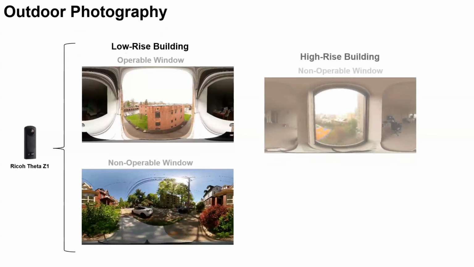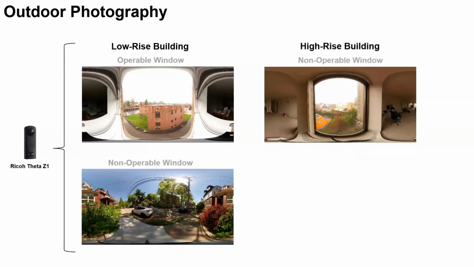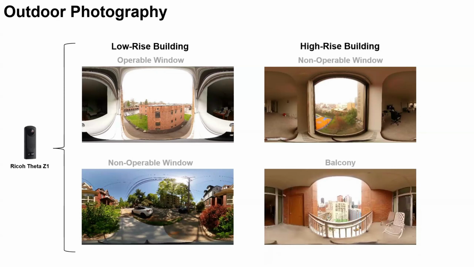Okay. And then for high-rise building, it's common we cannot open the window. So the solution is that we place the camera as close to the window as possible, and then we can capture the outdoor spatially varying light. And also, if there's a balcony, that's great. So for those cases, we can almost deal with all the outdoor photography scenarios.